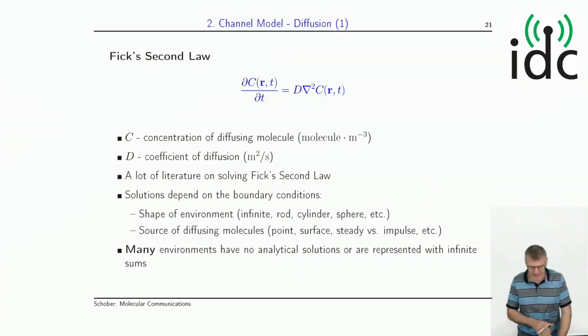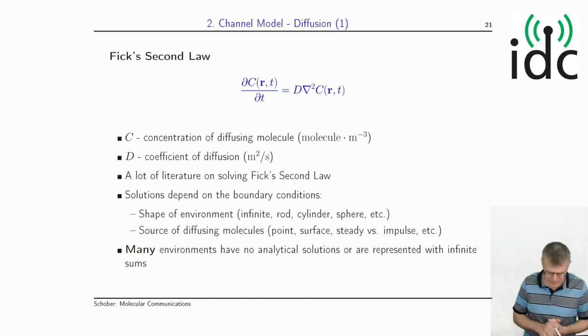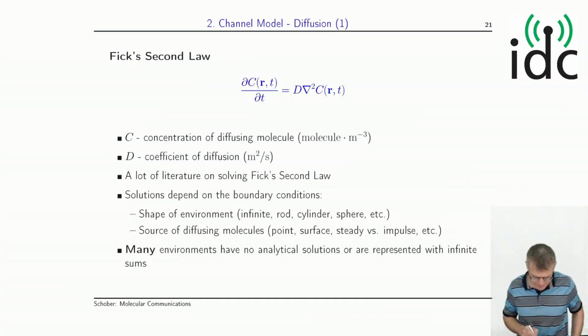Now, the basic equation there is Fick's diffusion equation, Fick's second law, and this is shown here. This Fick's diffusion equation basically describes the evolution of the concentration of the molecules, and C here is the concentration, r is the space variable, and t is the time. So this C(r,t) tells us what is the concentration of the molecules that we are interested in at point r at time t.